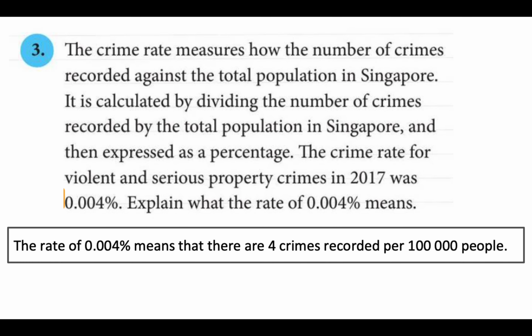Let's go. Right, the first question, the crime rate measures the number of crimes recorded against the total population in Singapore. It is calculated by dividing the number of crimes recorded by the total population in Singapore and then expressed as a percentage. The crime rate for violence and serious property crimes in 2017 was 0.004%. Explain the rate 0.004%. So the rate of 0.004% means that there are 4 crimes per 100,000 people, right? If you can write something like that, that'll be fine.